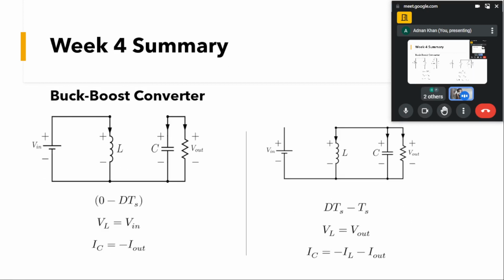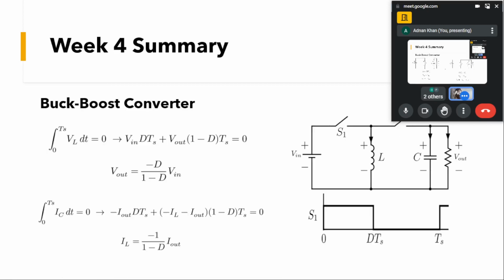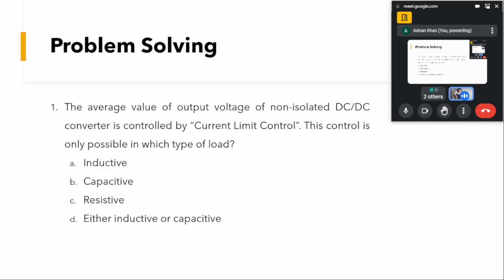And in a similar fashion, you can do the analysis of the other converters as well, like buck, boost, and different topologies. This was what was taught this week, and now we'll be moving towards problem solving regarding these concepts.